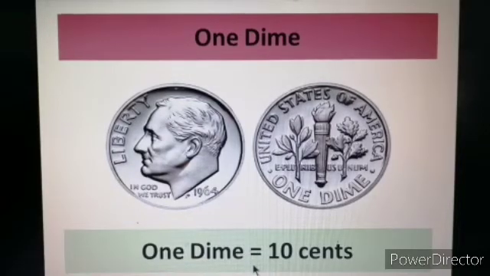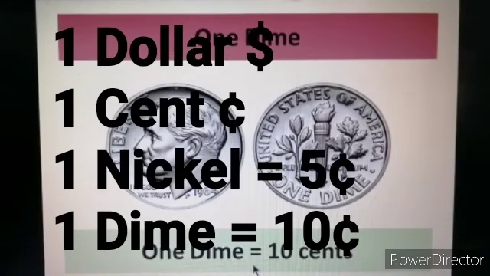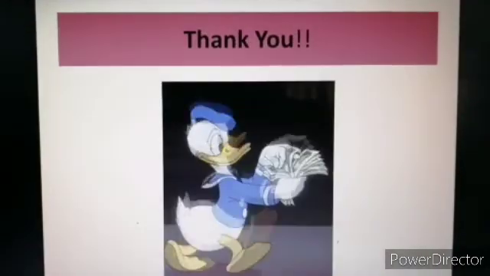So now we have learned about 1 US dollar, that is a paper note. Then 1 cent, which is a coin. Then 5 cents, which is equal to 1 nickel. And then 1 dime, which is equal to 10 cents. Throughout this unit, we will be learning how to count cents, nickels, and dimes, how to add money, how to subtract money, and all this. This is interesting, right? We are learning something new.